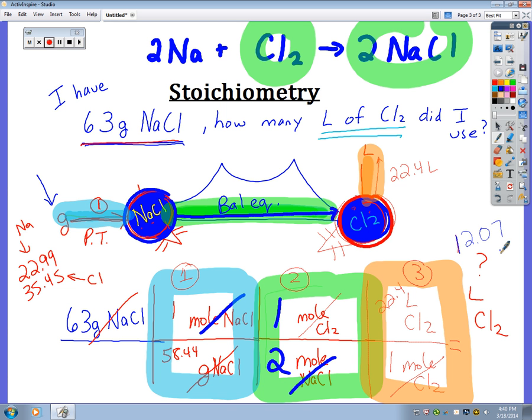And I'm going to label that liters of chlorine, because that's what I ended up at. I ended up starting at grams, crossing my bridge, going through my mole hole, going to balanced equation, and up to liters. Let's try another one.